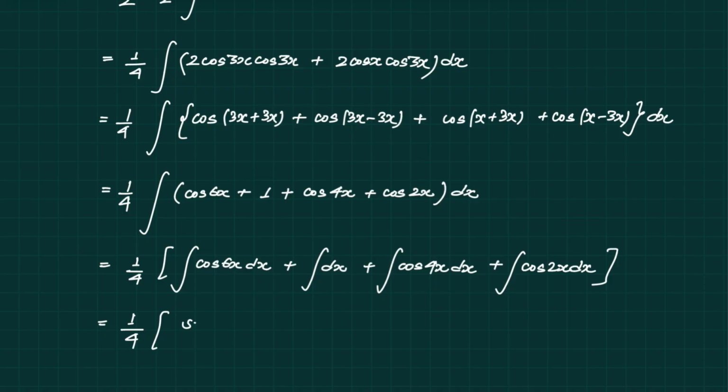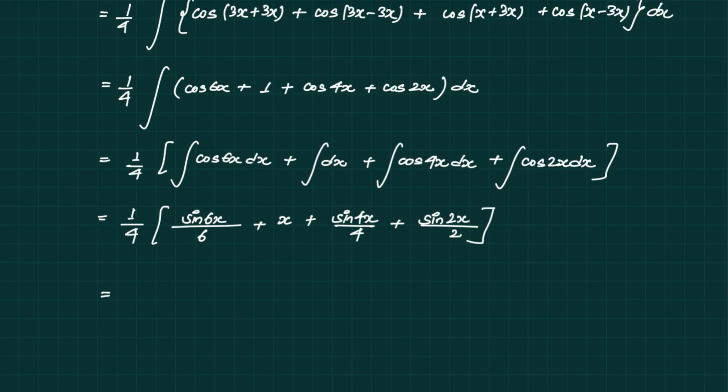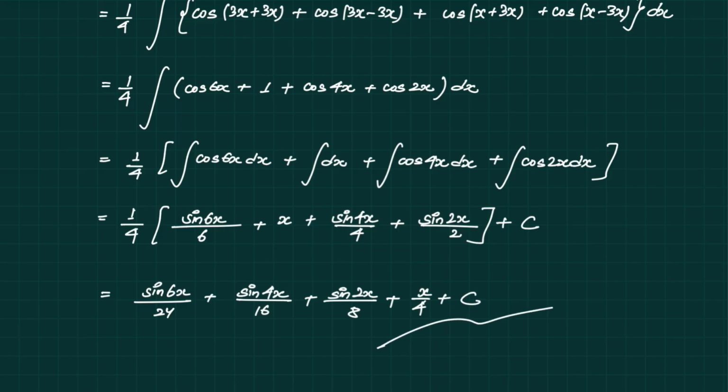Integration of cos 6x is sin 6x, dividing by the derivative of 6x, that is 6, plus integration of dx is x, plus integration of cos 4x is sin 4x by 4, plus integration of cos 2x is sin 2x by 2. Now let us rearrange it. Then it will be sin 6x by 24 plus sin 4x by 16 plus sin 2x by 8, plus multiplying 1 by 4 and x at last, it will be x by 4, plus constant of integration. So this is the required answer for this question.